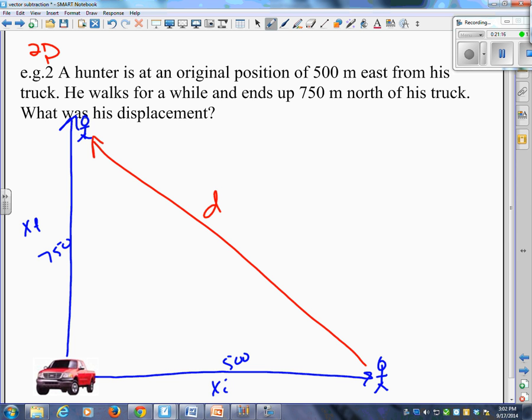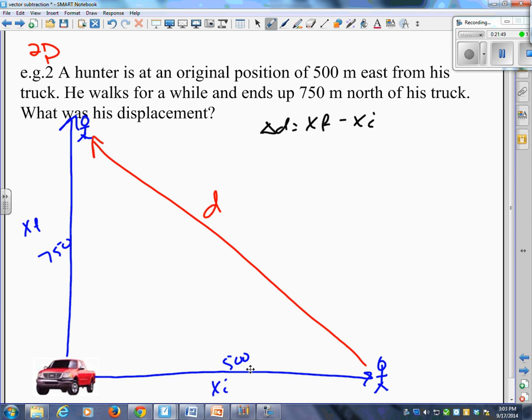The same way we just did with the one dimension. Displacement is final minus initial, right? It's where you ended up minus where you started from. And where we ended up is this one. And where we started from is this one. So which one do I flip, Nate? The 750 or the 500? Which one has the minus on it? The xi. Which one's the xi? This one here. Do I just go 750 minus 500?